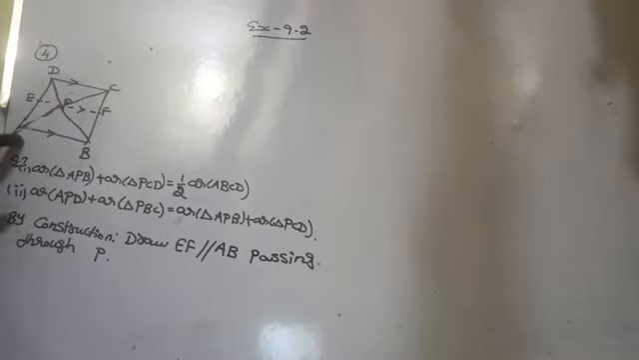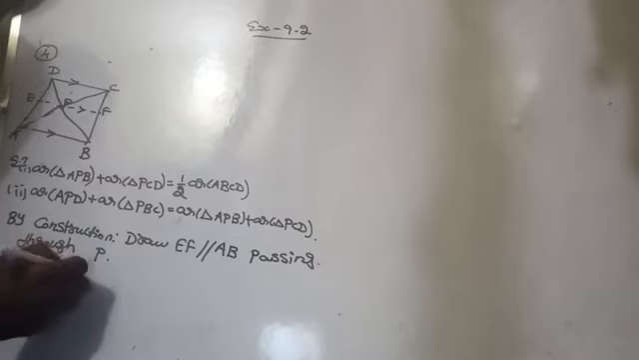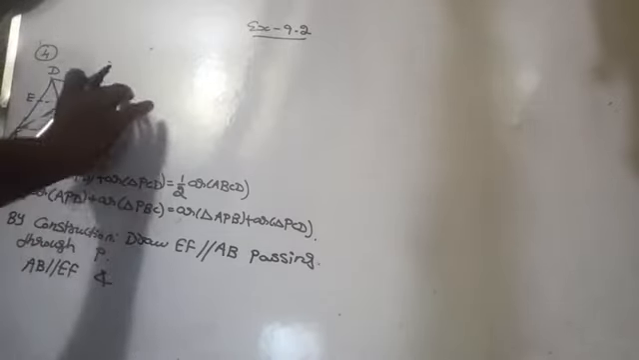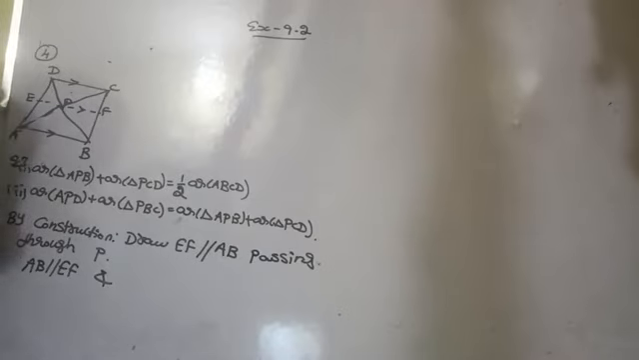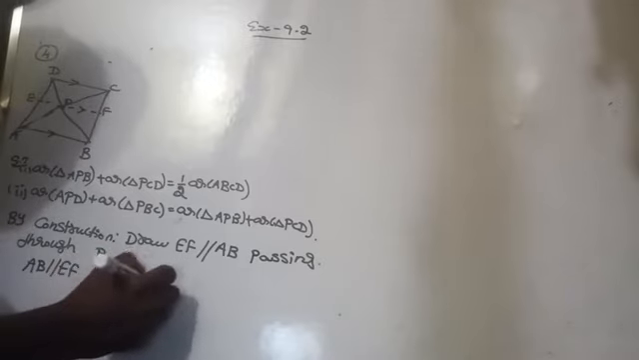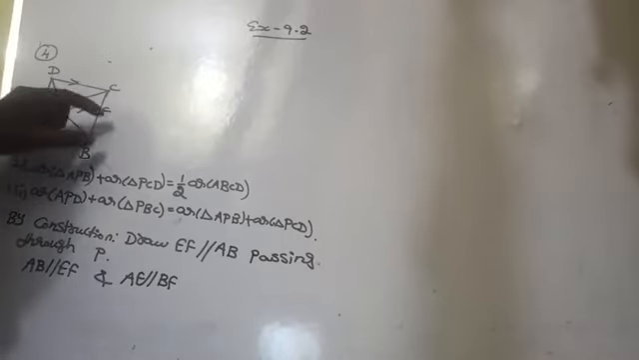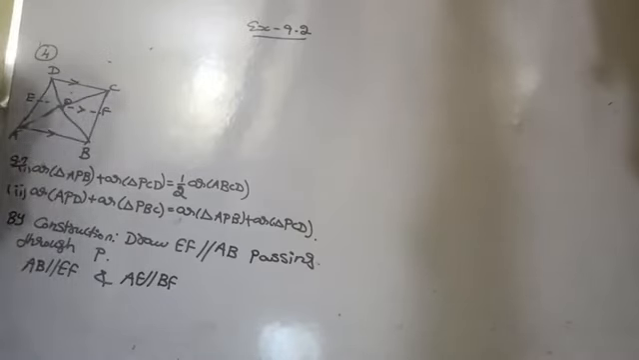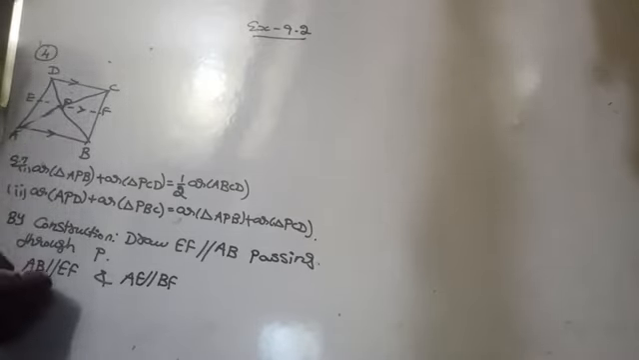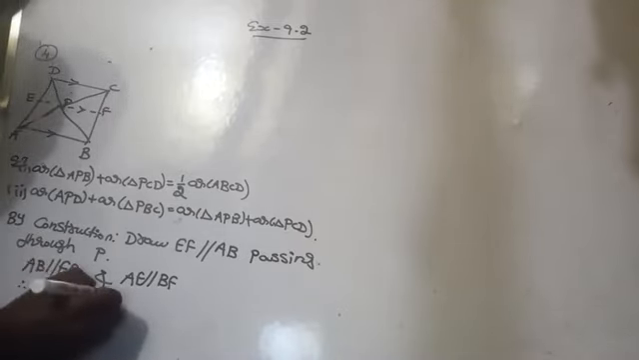Now, AB is parallel to EF by construction. And AD is parallel to BC because it is given that ABCD is a parallelogram. So therefore, AE is parallel to BF, because AE is part of AD and BF is also part of BC. Therefore, in a quadrilateral, if two pairs of opposite sides are parallel, then it is a parallelogram. Therefore, ABFE is a parallelogram.